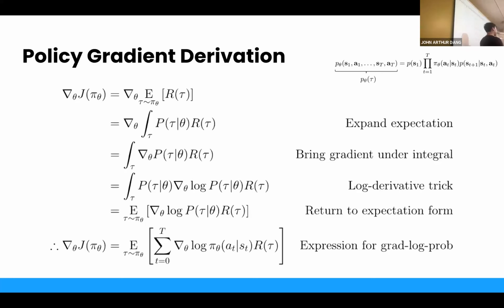Then we take the gradient with respect to theta, and the only terms that depend on theta are your policy distribution pi. So the transition probability and the initial state probability go away, and you're just left with the sum of the gradients of the logs of your policy pi of a_t given s_t, multiplied by the reward of the entire trajectory.